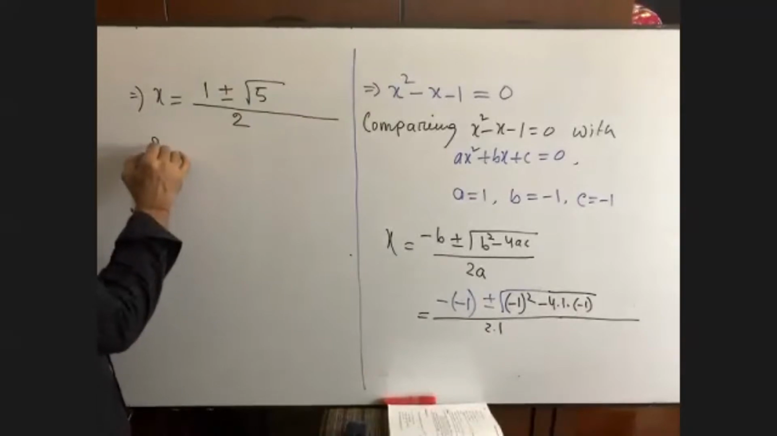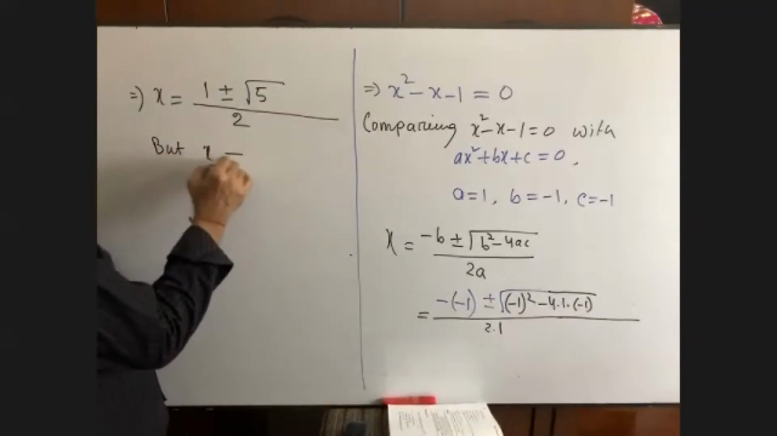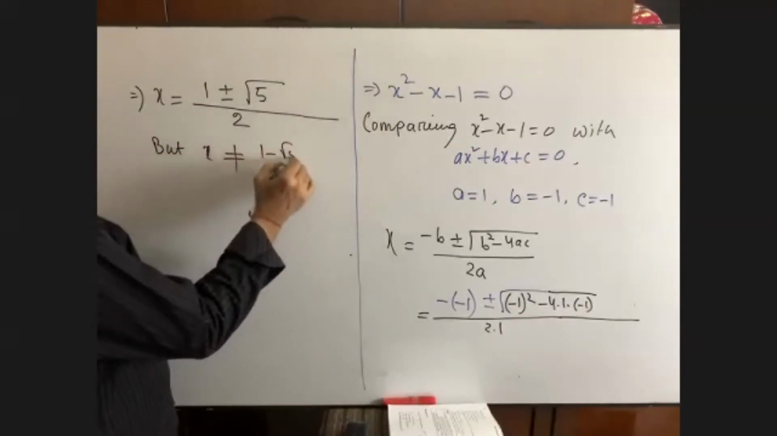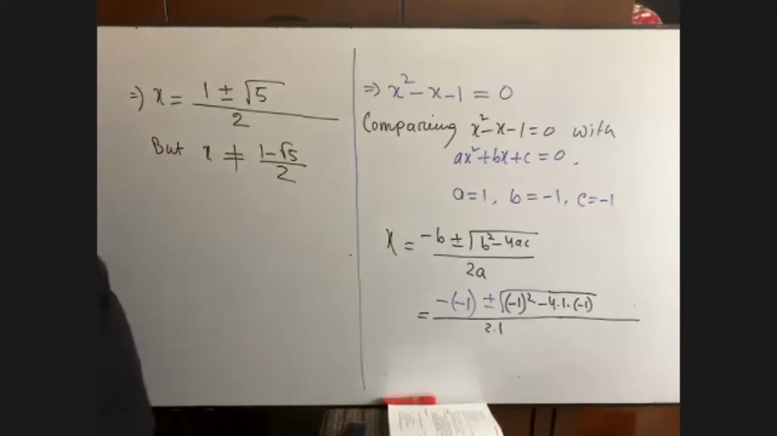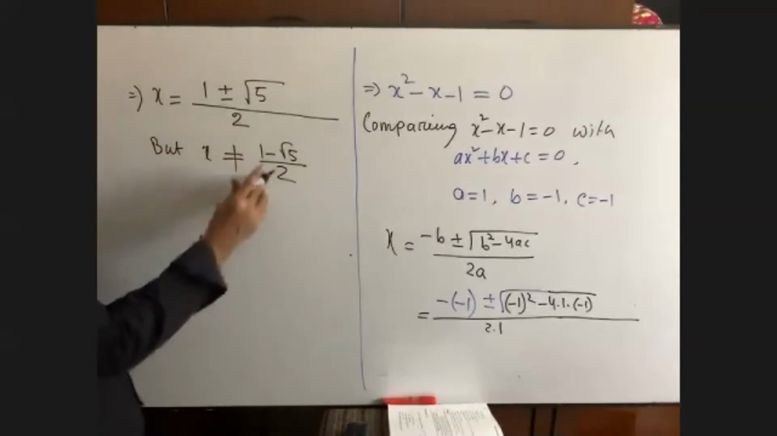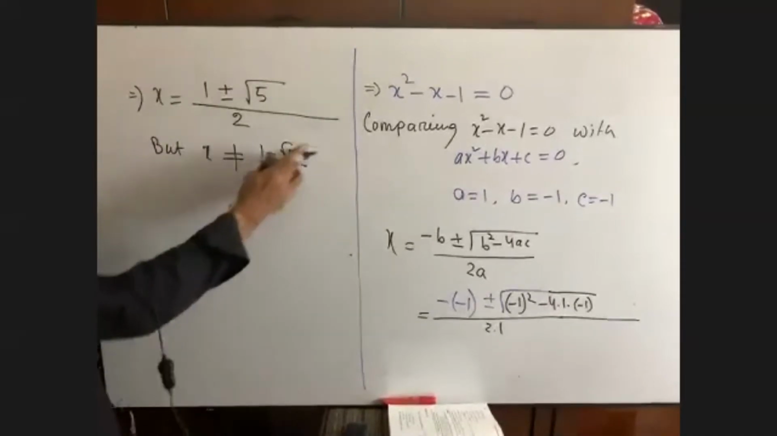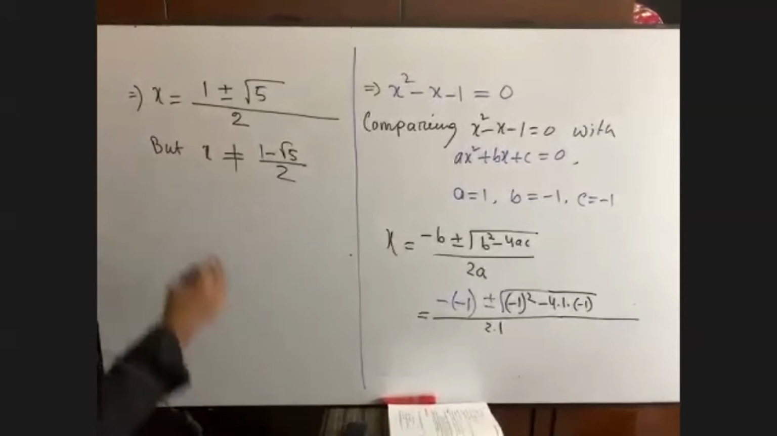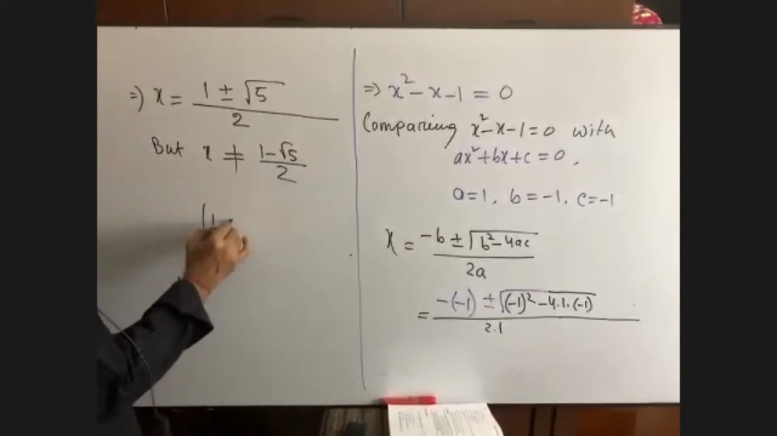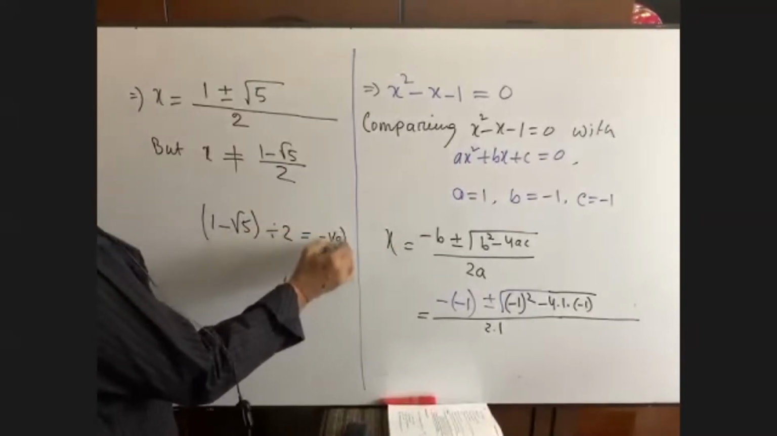But you see here, x is not equal to 1 minus root 5 by 2. Can you let me know why it is? Can you calculate it? What is the value of this part? 1 minus root 5 by 2. Its value will be negative. In the calculator, what will you do? First bracket, 1 minus root 5 divided by 2, you will get a negative value.